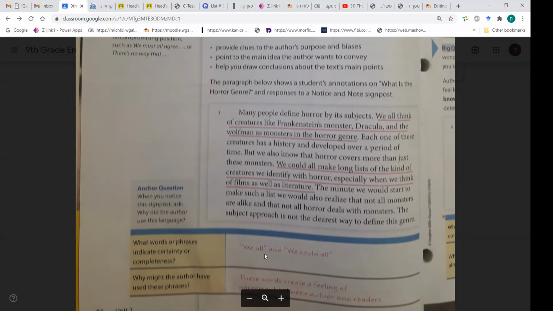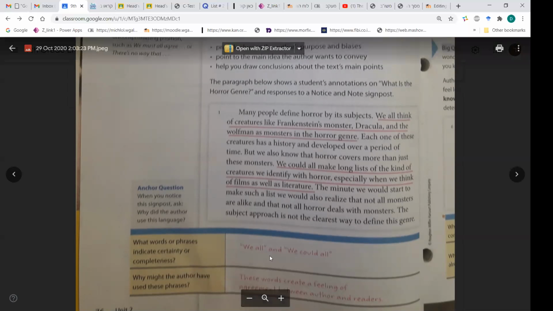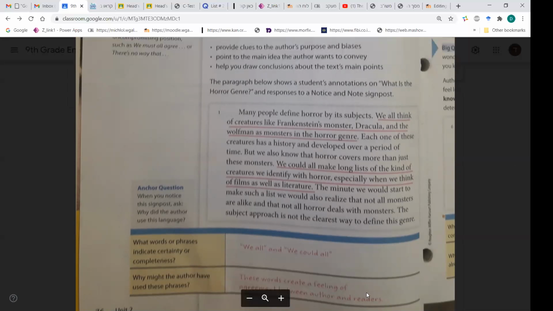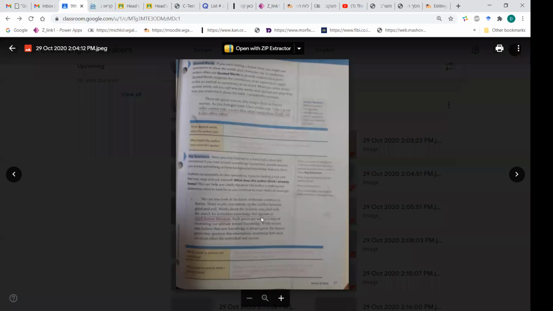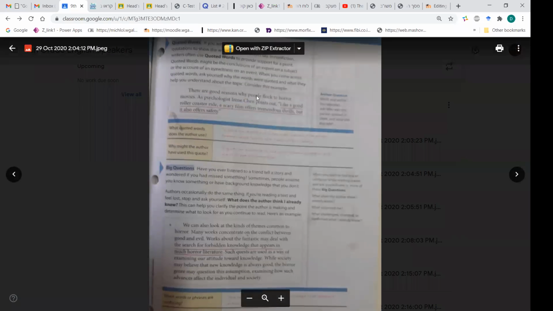So the words are we all, or we could all. These are very certain words. Why might the author have used these words? These words create a feeling of agreement between the author and the readers. This is a technique. He's trying to bring you in. Say, yeah, you're like me. We could all do this. We all think, which is good, like he wants to make you feel, or she wants to make you feel close to him, okay? But this is a writing technique. Such techniques we call rhetoric. It's a rhetorical technique. Okay, let's go on.